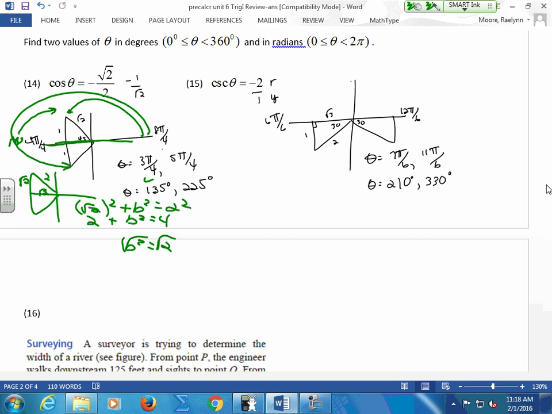Now in radians, how many times does 45 go into 180? 4 times. So this guy, 4 pi over 4. This guy, 8 pi over 4. So as I come around, I'm 1 short of 4 pi over 4. What am I? 3. This one, I'm 1 past 4 pi over 4, so I am 5.